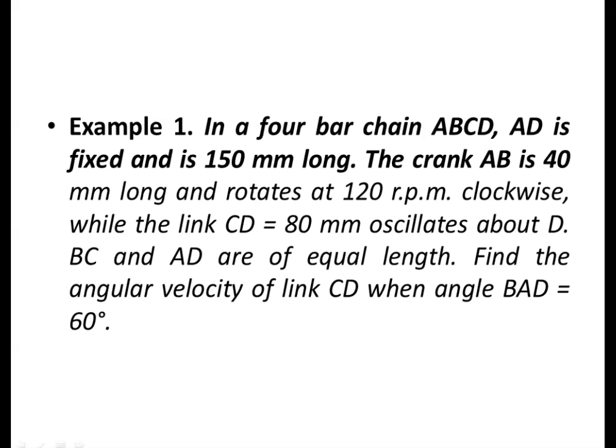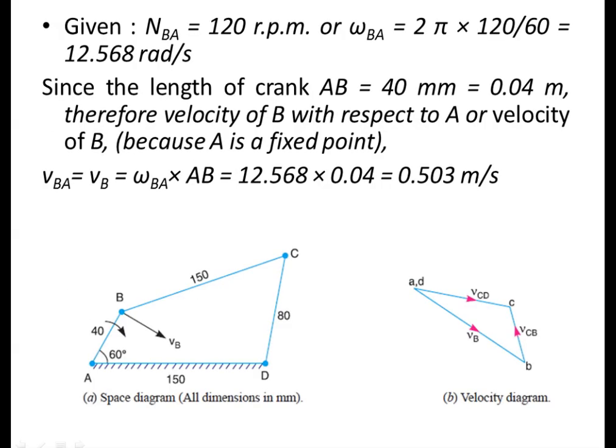So we will take one 4-bar chain ABCD. So in the question you can see, in a 4-bar chain ABCD, AD is fixed and is 150 mm long, and the crank AB is 40 mm long and rotates at 120 rpm clockwise, while the link CD is 80 mm, oscillates about D, and BC and AD are of equal length, and you have to find the angular velocity of link CD when angle BAD is 60 degrees. Okay, you read the question. Okay, try to understand how to build the 4-bar mechanism.